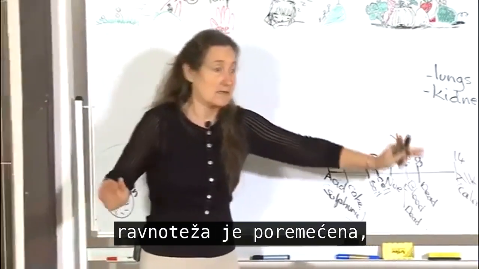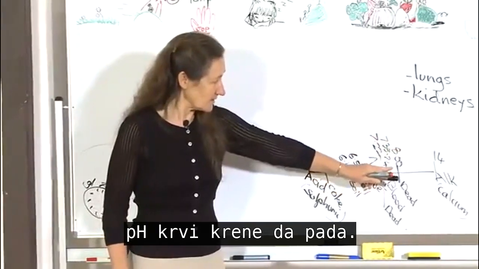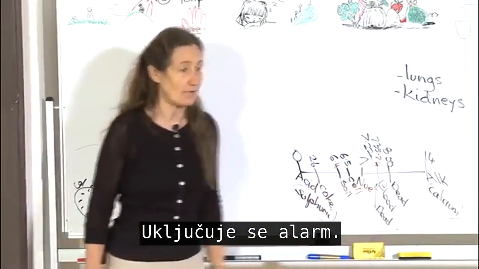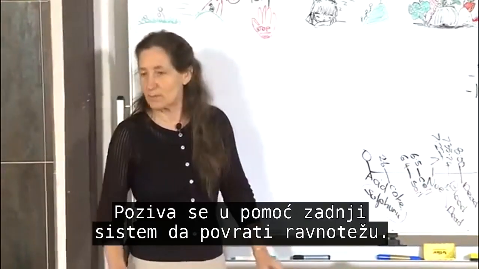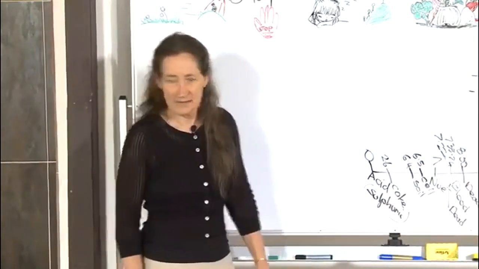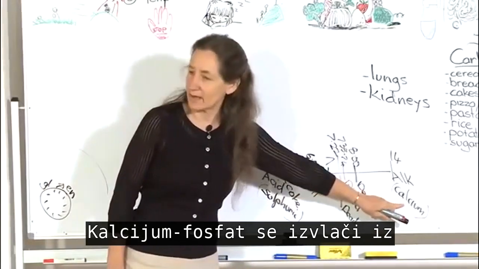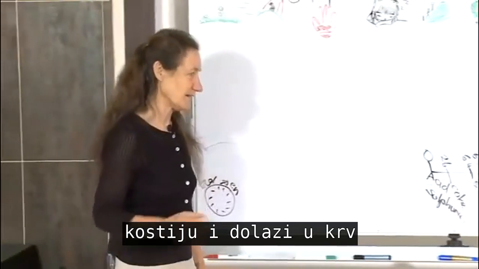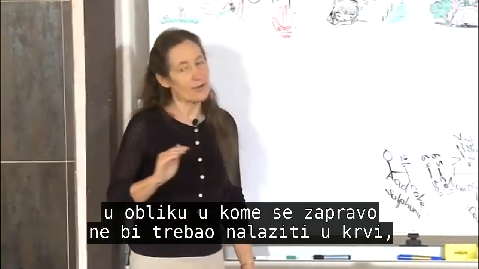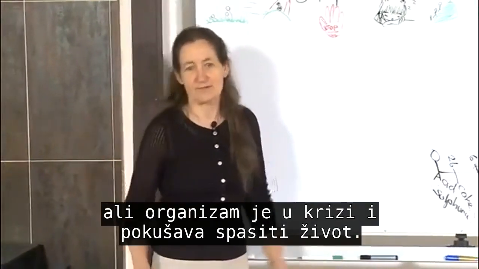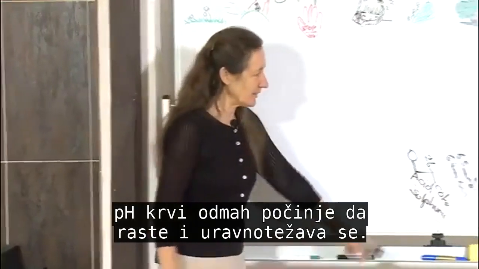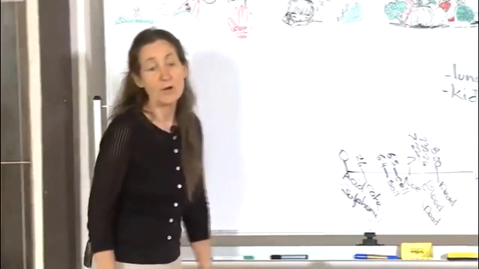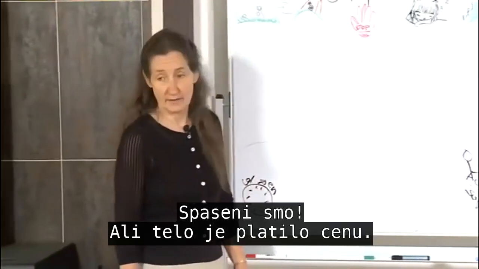The scales are tipped. Blood pH starts to drop, 7.35, 7.34. Alarm bells go off. The last resort buffer system is called on. Calcium phosphate is pulled out of the bones into the blood in a form it should not really be in the blood, but it's a crisis. We're trying to save the life. Blood pH immediately starts to balance, 7.34, 7.35, we're safe. But at a cost.